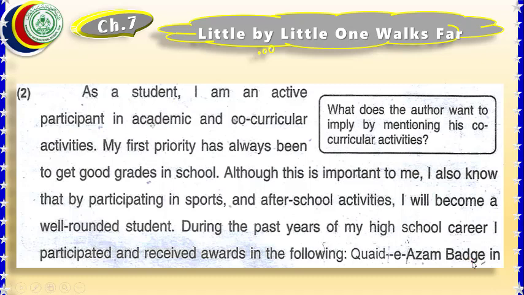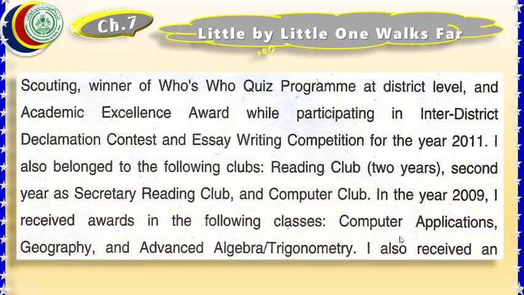Yes, students, could you understand a little about the answer? By mentioning his co-curricular activities, he wants to say that by participating in co-curricular activities, sports, and after school activities, the person becomes well-rounded. He gets confidence to do activities in his life. Let us move to the next part.